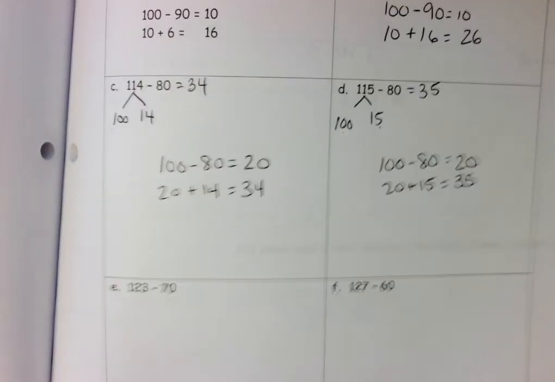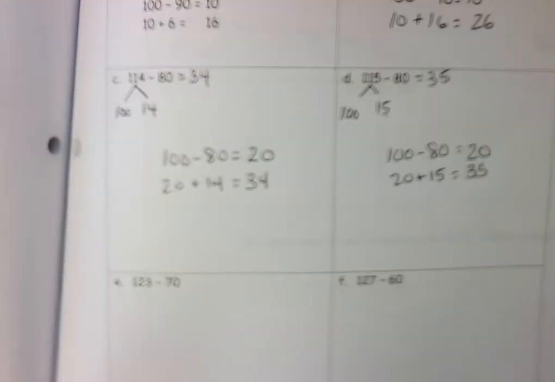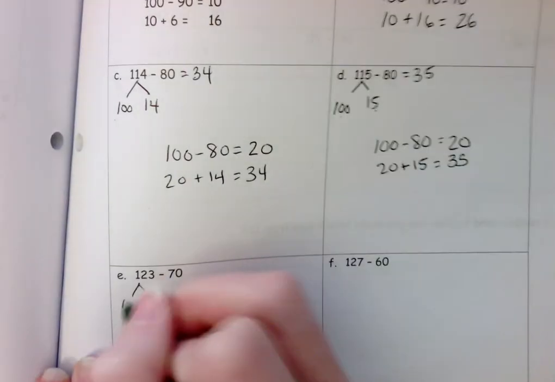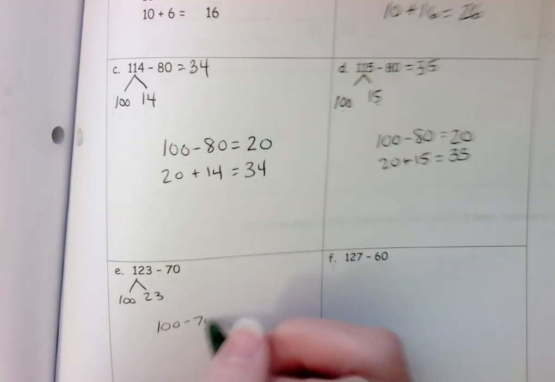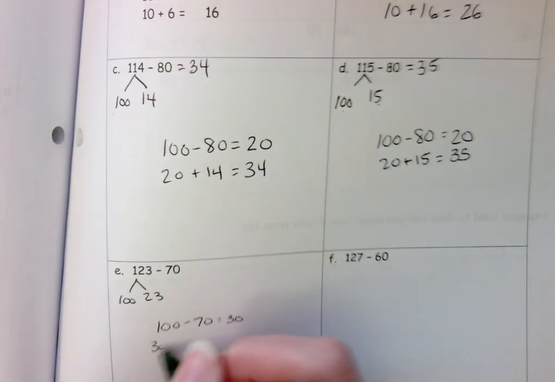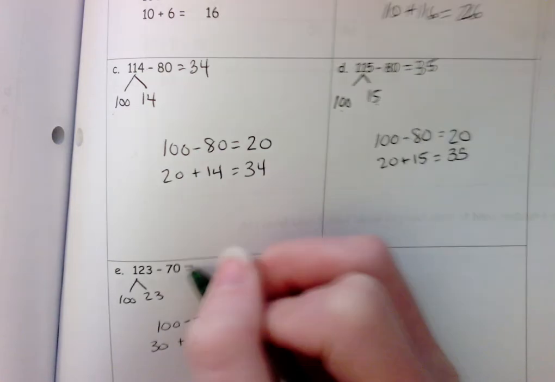You can even do it for a little bit more complicated. This one should be 53, I believe. Let's see. 100 minus 70 equals 30. 30 plus 23 equals, yes, 53.